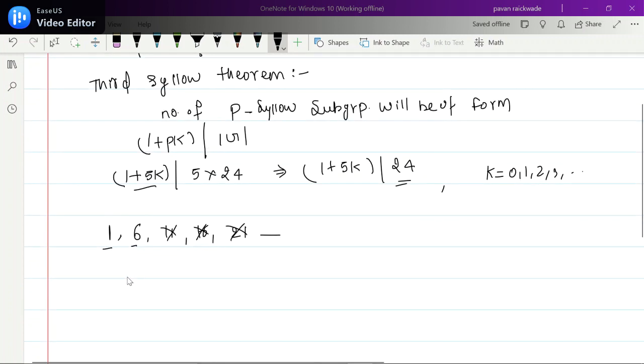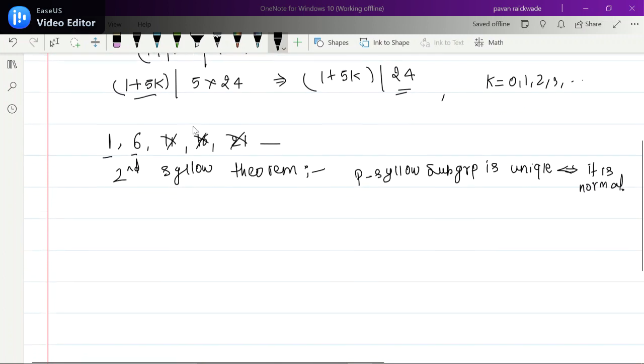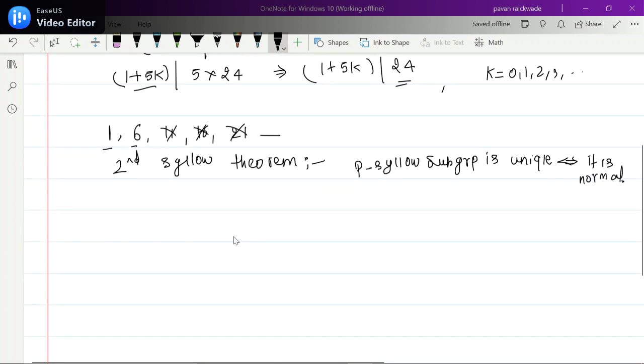Okay. So another Sylow theorem, the second Sylow theorem, says that the p-Sylow subgroup is unique if and only if it is normal. Okay, so we have only two choices. Either the 5-Sylow subgroup will be unique, or there will be 6 5-Sylow subgroups in S5.